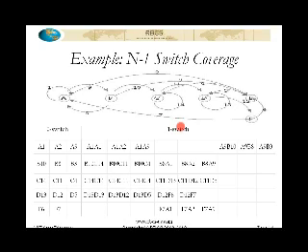Now, in any switch table, the zero switch part of the table will have the number of columns equal to the maximum number of outbound transitions from any of the states.